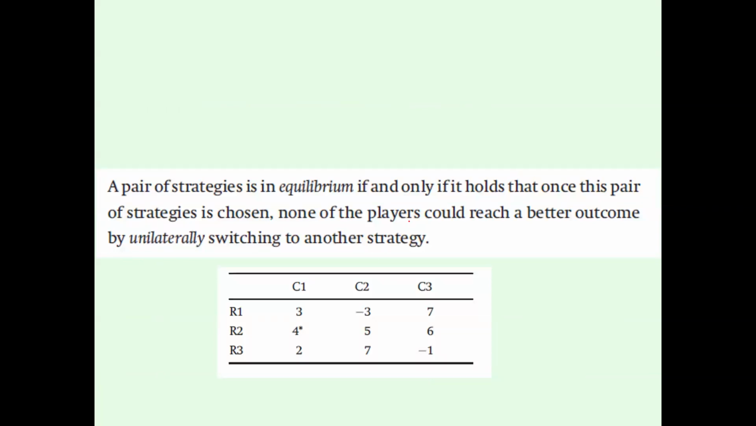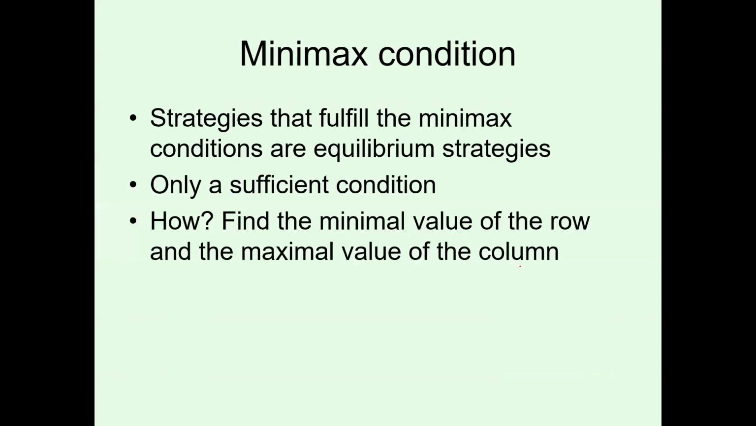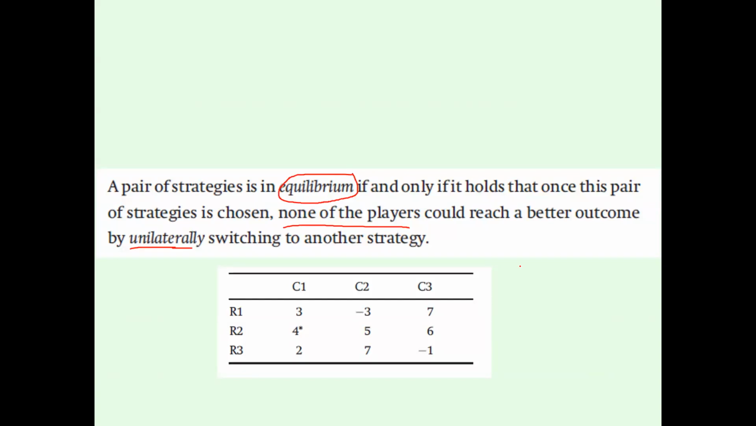So, we have here our definition. A pair of strategies is in equilibrium if and only if it holds that once this pair of strategies is chosen, none of the players could reach a better outcome by unilaterally switching to another strategy. So yung ginagawa natin kanina, we are actually finding the equilibrium. Okay? So mayroon tayong technique ngayon na based actually siya sa iterated dominance. Pero meron siyang mas siguro efficient way to look at it.